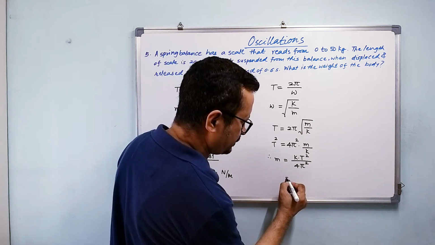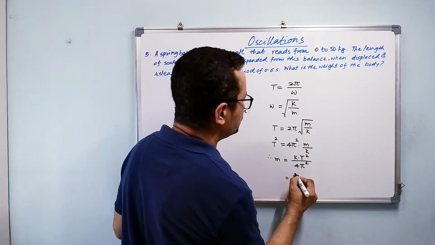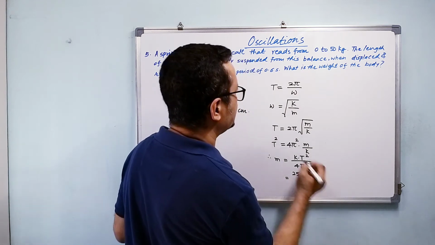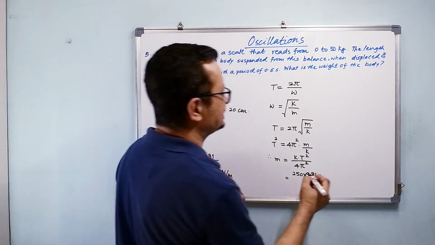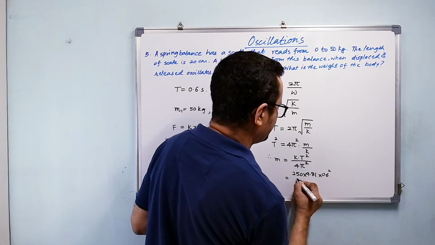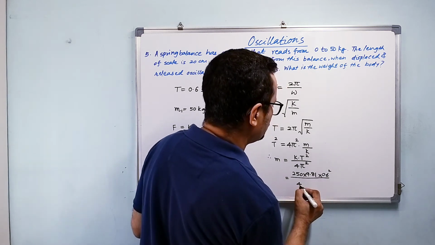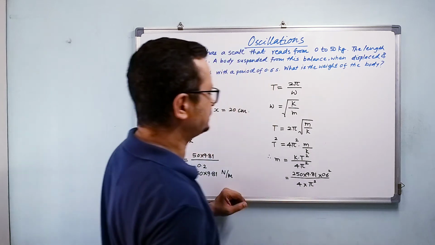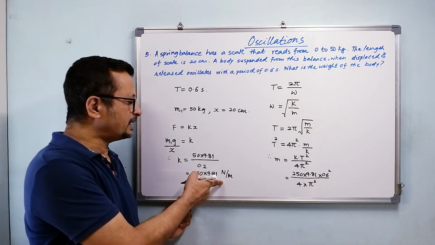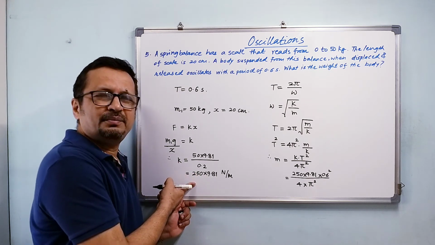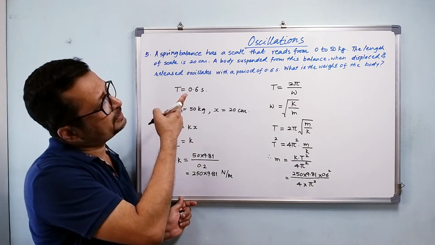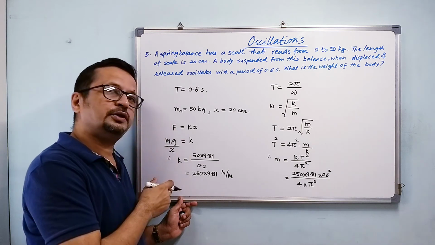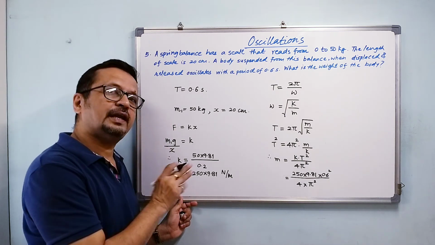So this would be equal to, what is your k? It is 250 into 9.81 multiplied by T square, time period is 0.6 seconds, so 0.6 square, and then that divided by 4 into pi square. That I am keeping as it is. Now you must have noticed that I have not calculated 250 into 9.81 because I don't think it is necessary. In the problem, have they asked you what is the spring constant? No. So there is no point in wasting my energy over here. So I will not calculate that, right?